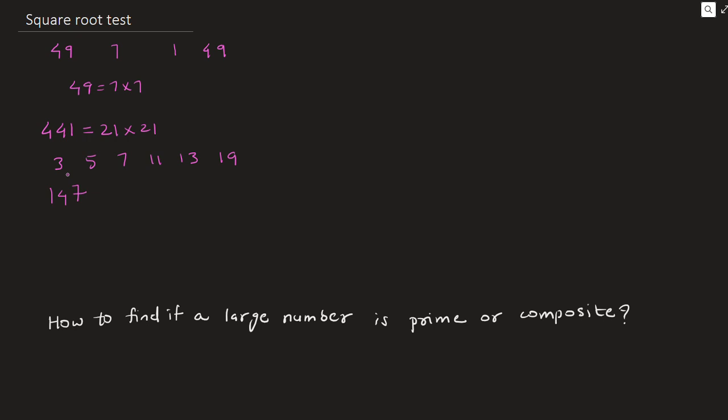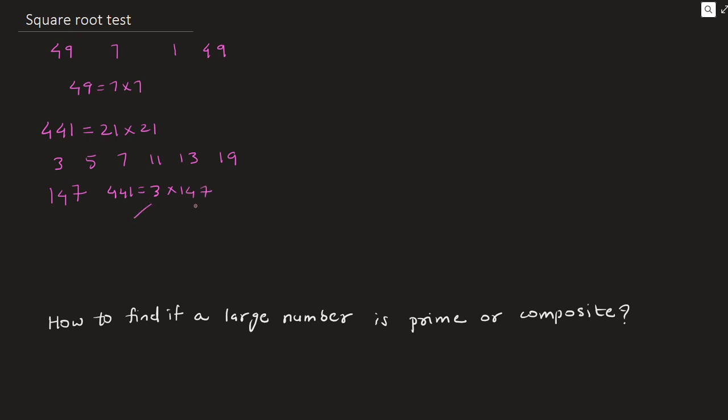So if I have a prime number which is a factor of 441, which is a prime number less than its square root, then the other factor will be greater than its square root. They will occur in pairs. One will be less than the square root and one will be greater than the square root. So I can also write 441 equals 3 times 147.